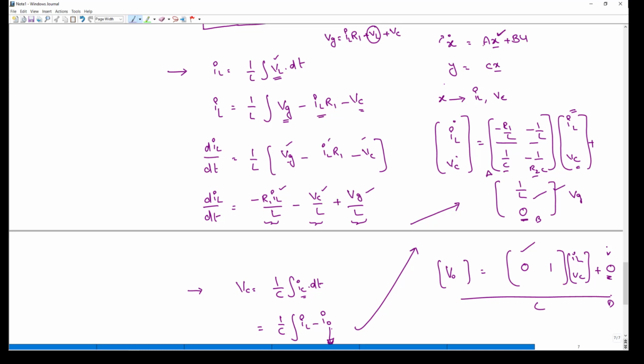You can extend this state space analysis to any sort of DC-DC converter, DC-AC inverter, and then most importantly to our control systems.